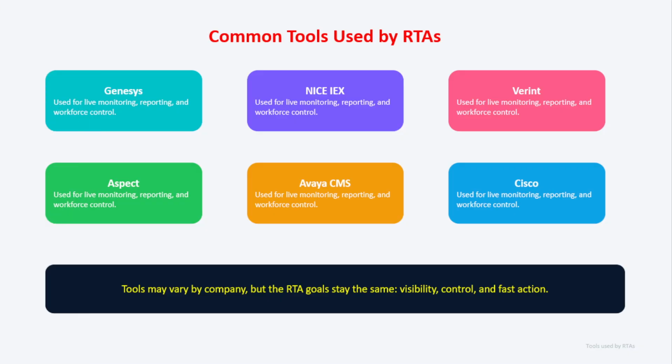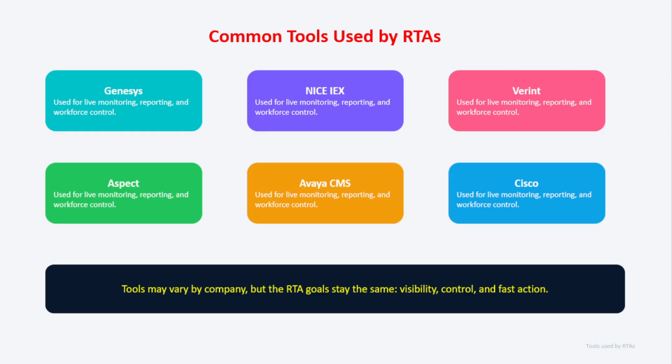So these are some common tools that are used by the RTA on a day to day basis to do the work: Genesys, IEX, Verint, Aspect, Avaya CMS, Cisco, Amazon Connect. Then there is Excel. Sometimes Power BI reports are made there. There are other tools also, but these are some common tools, mostly used in most of the offices and contact centers. The main thing is the tool may vary by company, but the RTA rules stay the same: visibility, control, and fast action.